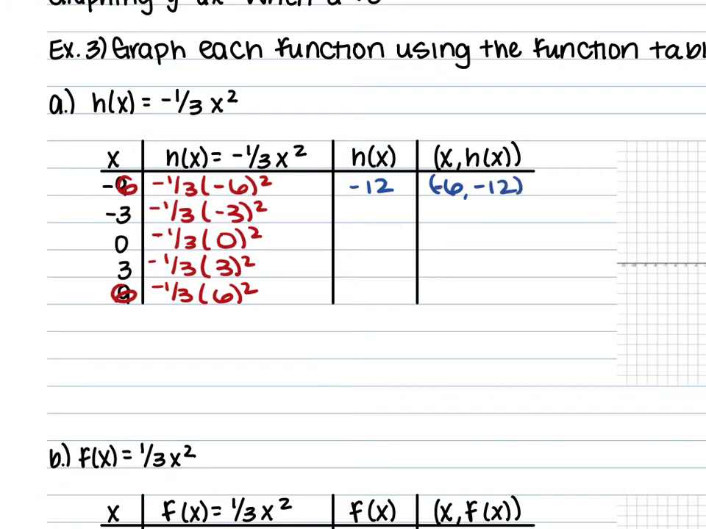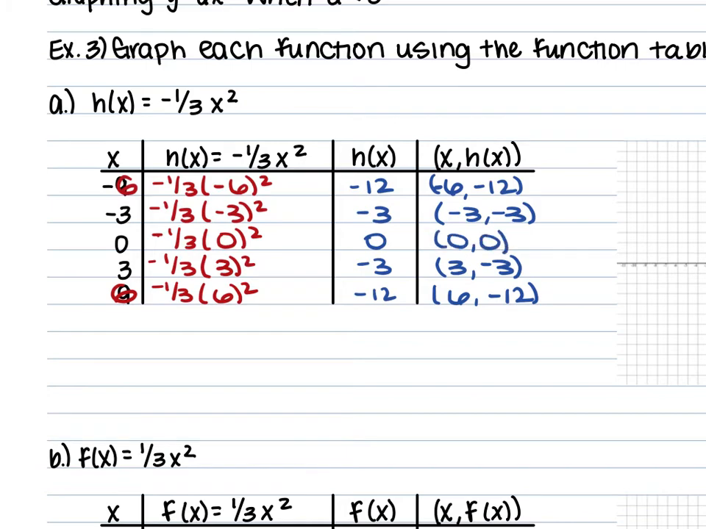For the 3 squared and the negative 3 squared, we're going to have 9. So 9 times negative 1/3 is negative 3. So that is negative 3, negative 3. And we're going to do the same thing, positive 3, negative 3. And then if we plug in the 0, 0 times anything is 0, so that's 0, 0.